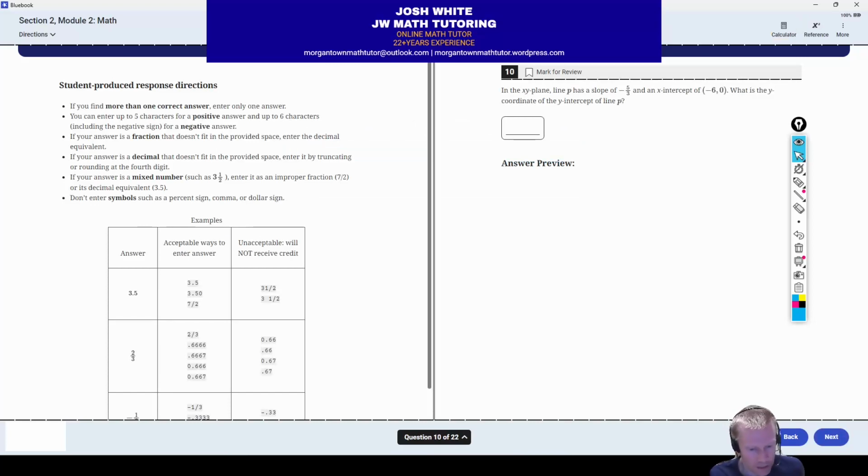All right, number 10 here, next problem. You are given a slope of a line and you're given its x-intercept. What is the y-intercept? So you can do this one by hand. Technically, the easy way to do it is to take just y equals mx plus b, plug in the slope, plug in the point, the x-intercept, and then just solve for b.